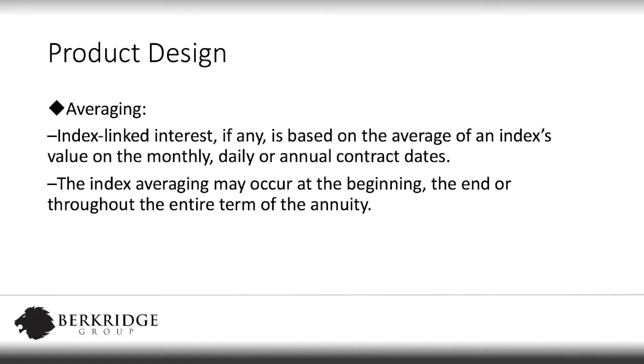Averaging: index-linked interest, if any, is based on the average of an index value at a monthly, daily, or annual contract date. What I explained was annual point-to-point. However, there are other averaging methods we can use, and this really is product design. The index averaging may occur at the beginning, the end, or throughout the entire term of the annuity, hence monthly, quarterly, daily, etc.